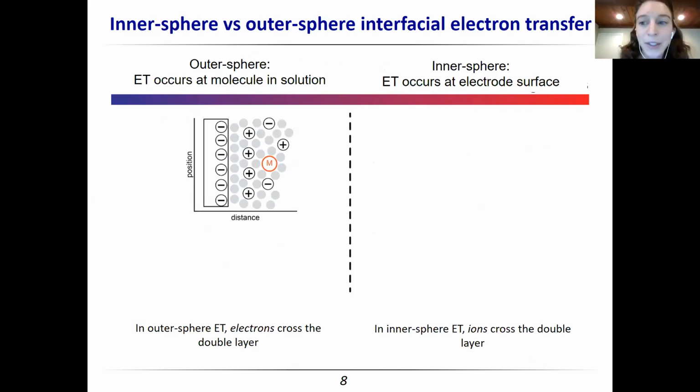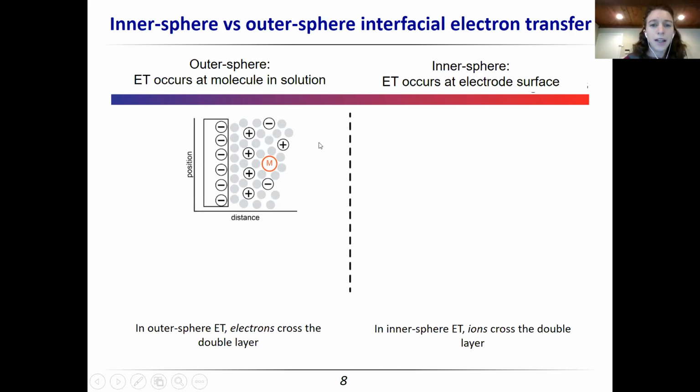Okay, so here we're zooming in on the working electrode. This rectangle here is representing the electrode. It's in a solution where we have electrolyte that's represented by these plus signs and minus signs, and then we have a molecule in solution that we want to do redox chemistry on.